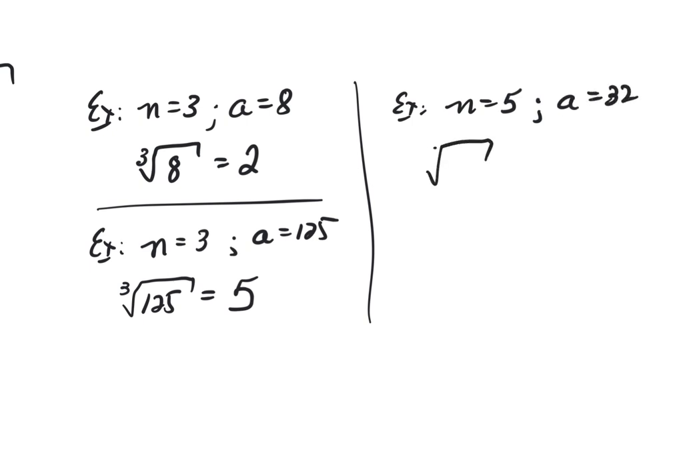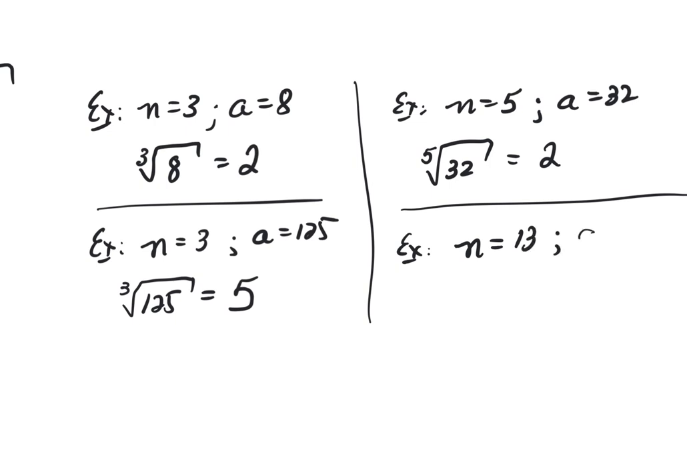This would then become the fifth root of 32, which is asking what number multiplied by itself 5 times would get you 32, and the answer is 2. Okay? Or I could try and trick you with one. We could give you an n value of 13 and an a value of 1, so this would become the 13th root of 1. So we're asking what number multiplied by itself 13 times gets you 1, which of course is 1.